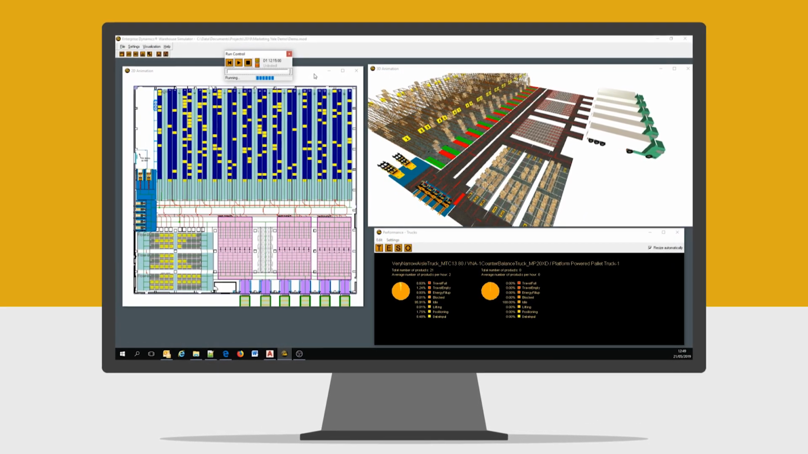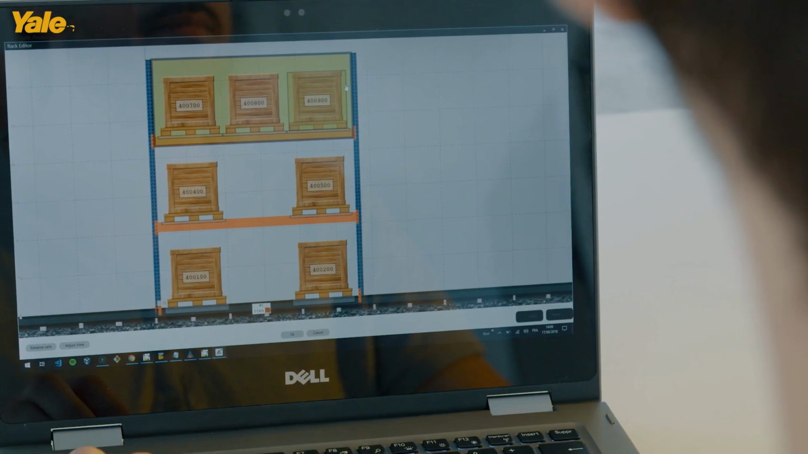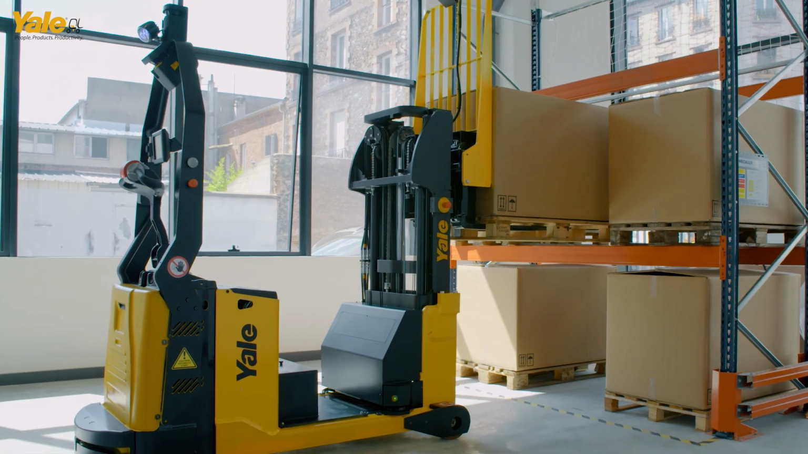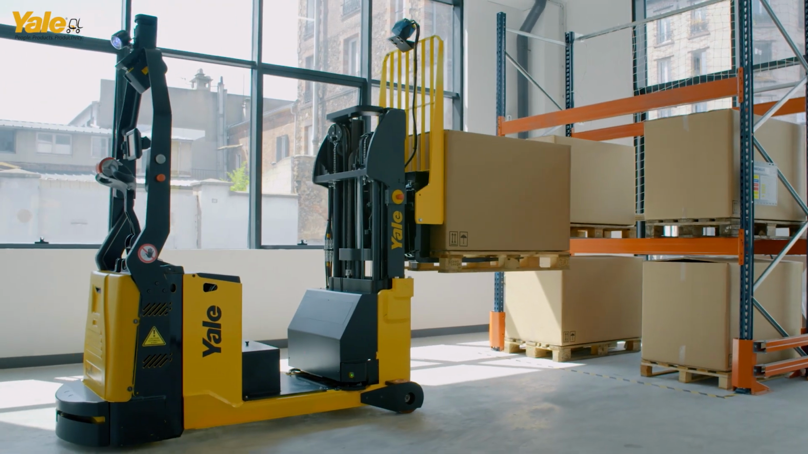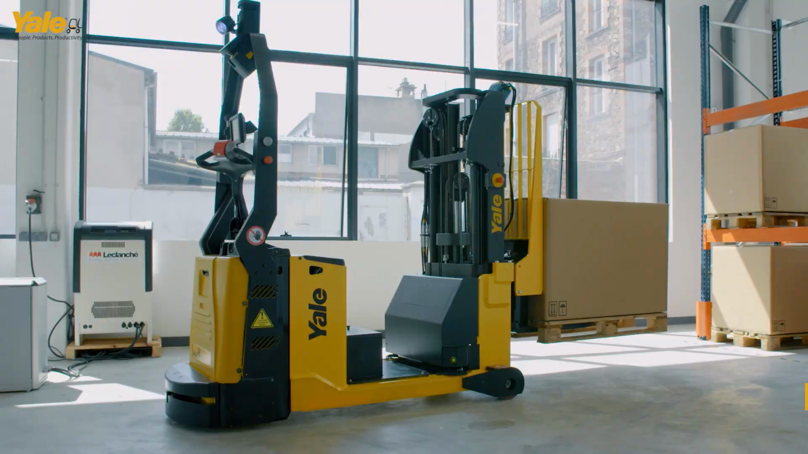So the simulator tool from Yale enables us to look at today's environment and also the future, on where we think it could be going for that particular industry. So the simulator itself is a bespoke piece of software.